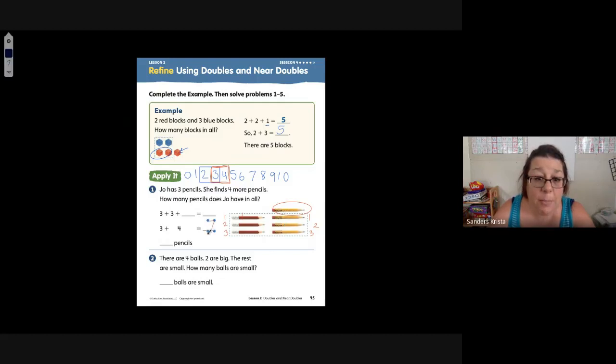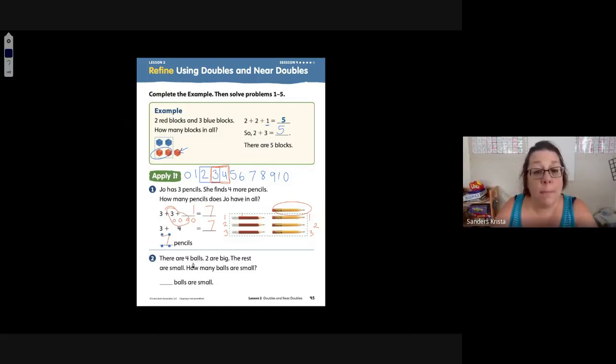But I can take that 4 and I can draw 1, 2, 3, 4 dots right there, and I can divide that 4 into 3 right here to do my addition double, and then add 1 more, right? So 3 plus 3 is 6, and 1 more is 7, and I get the same total. Nice job. Let's go to number 2.